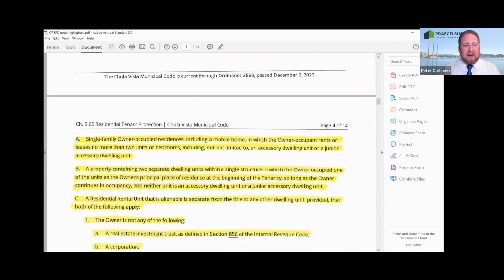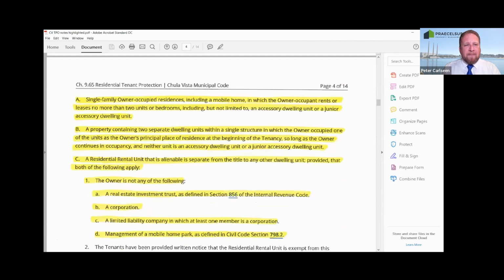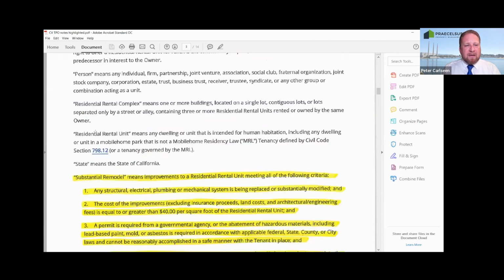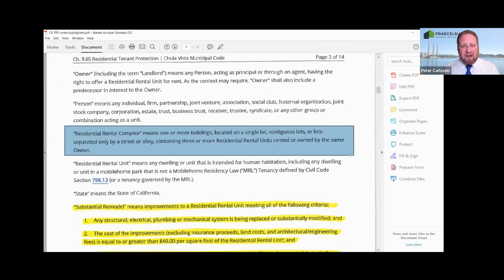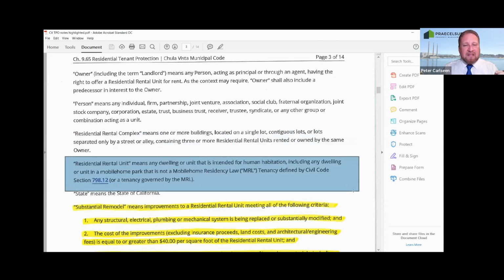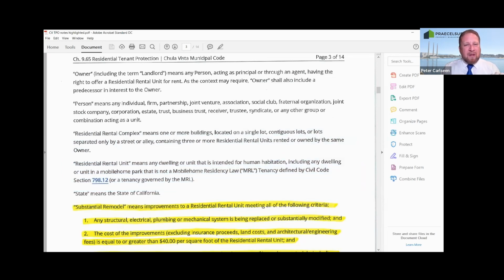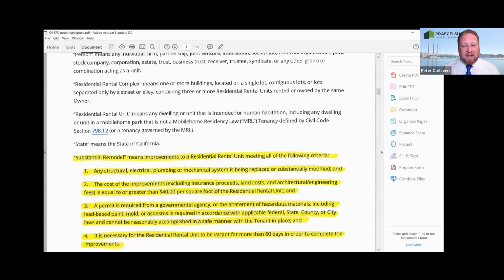A couple of other things to understand. Did I skip that one? I did. Okay. So residential rental complex, 1 or more buildings located on a single lot, basically something with 3 or more units owned by the same owner. Okay. 3 or more units, basically your multifamily. And then residential rental unit is going to be basically any residence that is being rented out. Okay. Kind of self-explanatory, but some of those nuances do play into effect a little bit later.